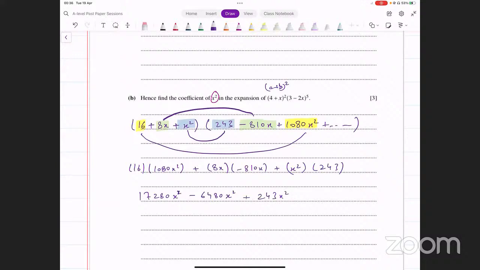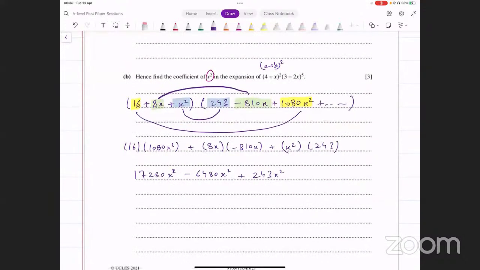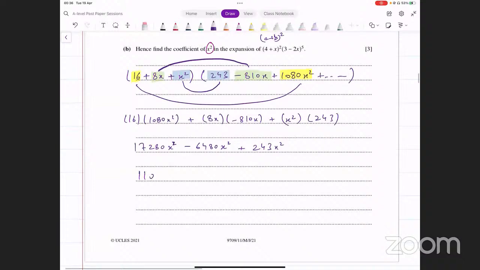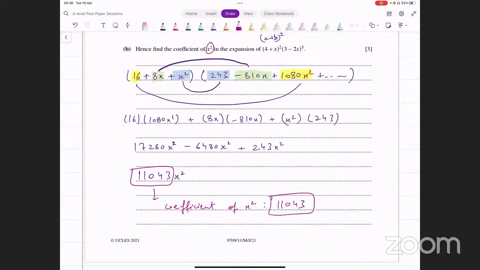तीनों को add कर लें. 17280 minus 6480 plus 243. I'm getting 11,043 x square. उसने पूछा coefficient of x square. तो आप क्या कहेंगे? The coefficient of x square is 11,043. अगर उसने term in x square पूछा हो, फिर आप ये पूरा लिख दोगे, फिर आप x square के साथ लिख दोगे. ठीक है? That's the result. That was question number 3.